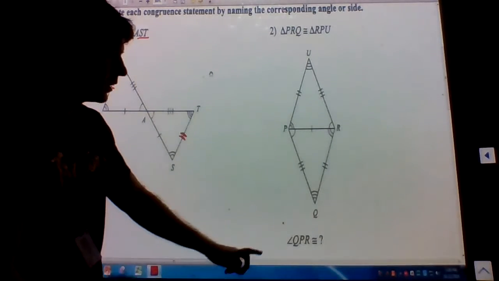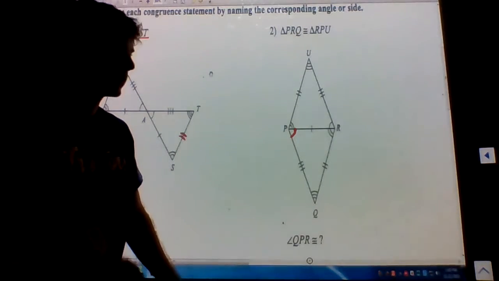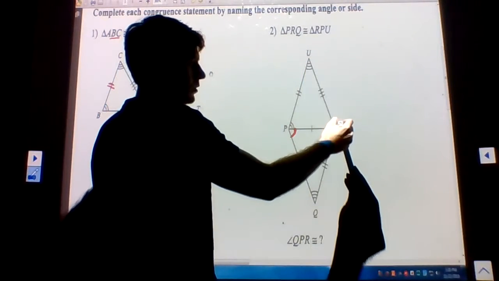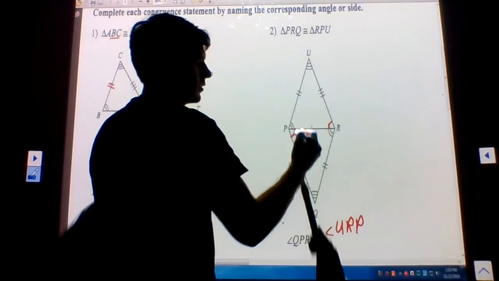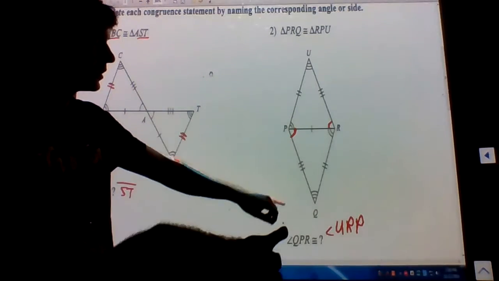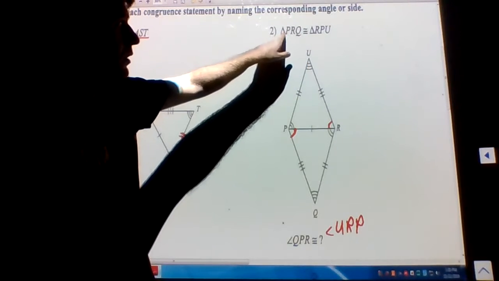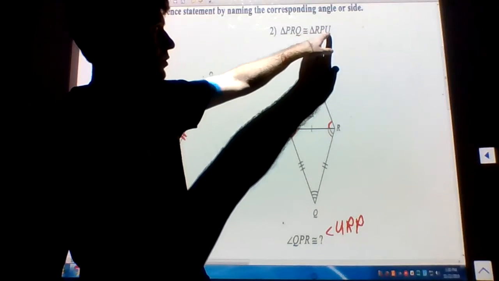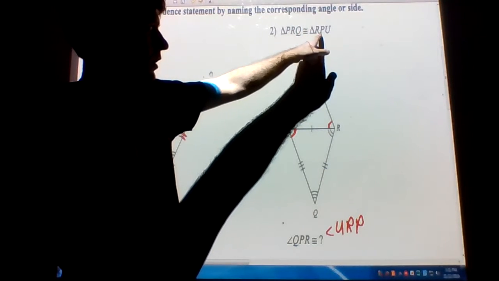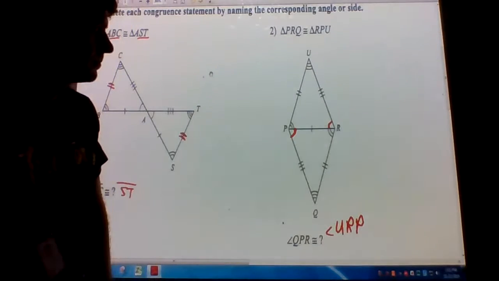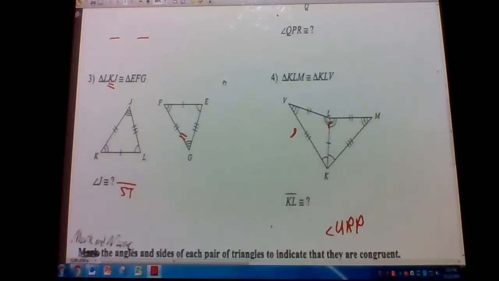Okay, angle QPR, that's this angle right here. It has 1 arc, so we look for what else has 1 arc. That's going to be angle URP, this angle right here. The other way we can do it is to look at the name. QPR started here and went QPR, so Q would correspond with U, P would correspond with R, and R would correspond with P. So that would be angle URP. And that's all we do for 1, 2, 3, and 4 here.